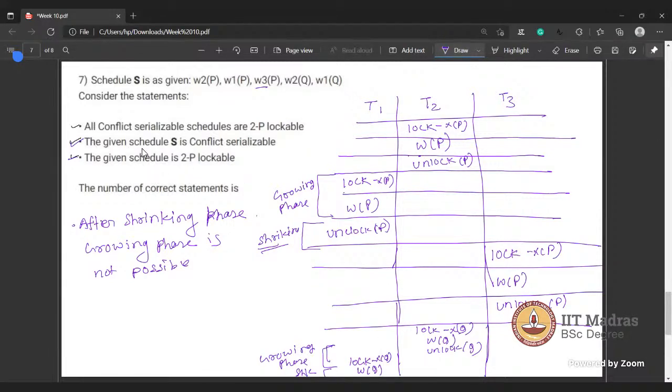Okay, then. And this question: are all conflict serializable schedules two-phase lockable or not? No. So in this schedule, you can see that this is conflict serializable, but not two-phase lockable. So this statement is false. So there is only one statement that is true. This statement.